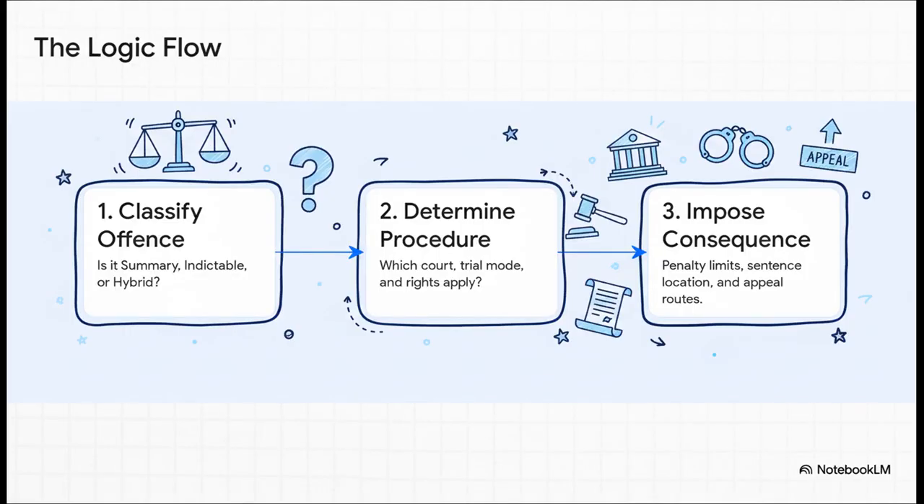So let's just trace that logic one more time so it's crystal clear. First, you classify the offense. That decision then dictates the entire procedure: which court you're in, what kind of trial you get, what rights you have. And finally, that procedure sets the boundaries for the consequences: the penalty, the prison, and the appeal.